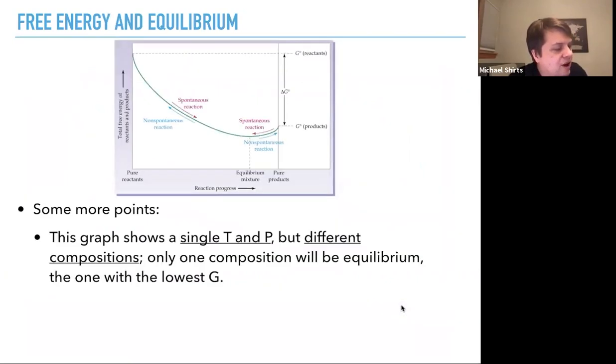So some more points on this graph. This graph shows a single temperature and pressure. That's important to notice, but at different compositions. So there will be a different free energy at each composition because along each way you have enthalpy and entropy that change as you have some of the reaction going on. Only one composition will be in equilibrium. That will be the one with the lowest free energy. Systems try to minimize the free energy in order to maximize the entropy of the universe. So the system will react into some combination of reactants and products until it reaches the equilibrium mixture.